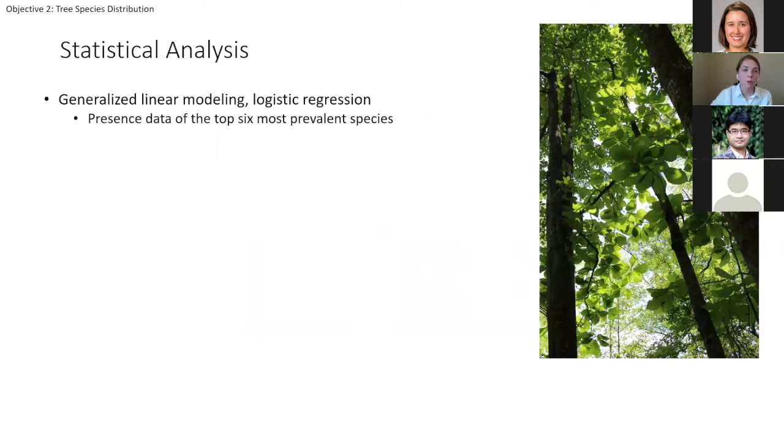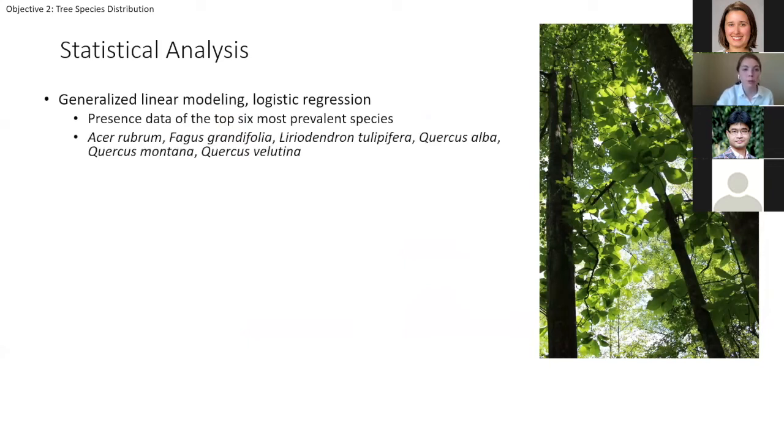So now I'll walk through the statistical analysis. We used generalized linear modeling using logistic regression, and we were using presence data of the top 6 most prevalent species, which for our study area were Acer rubrum, or red maple, Fagus grandifolia, or American beech, Liriodendron tulipifera, tulip poplar, Quercus alba, which is white oak, Quercus montana, chestnut oak, and then Quercus velutina, black oak.